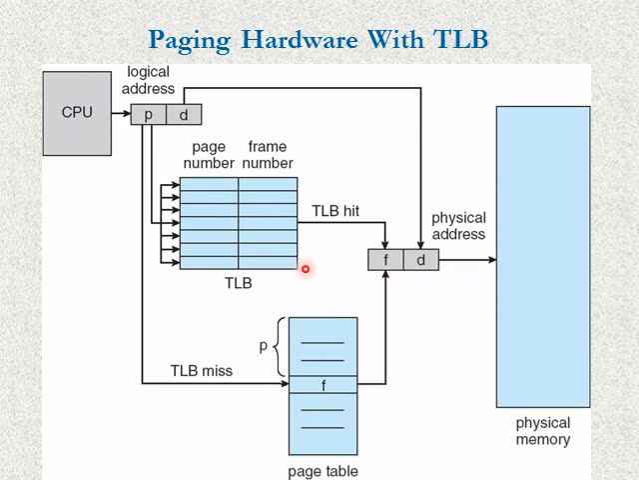However, in the case when we do not have the desired translation present on this TLB, we call it a TLB miss. And in this case, we have to go to the page table that is present in the main memory in order to fetch the desired translation, and then we generate this physical address by putting in the frame number and taking the offset part of the logical address, and we get the data from the physical memory.